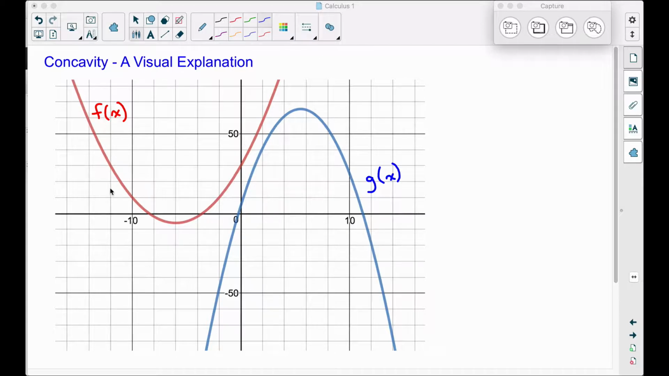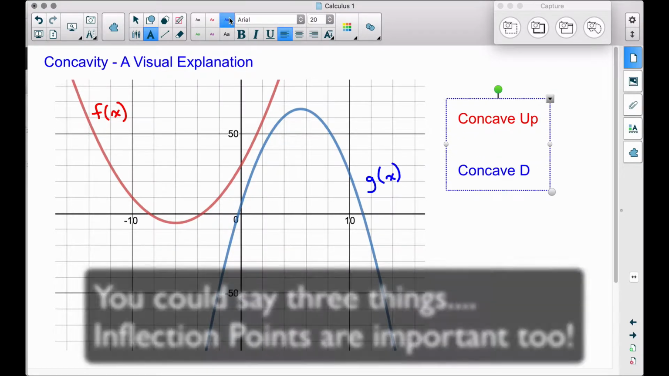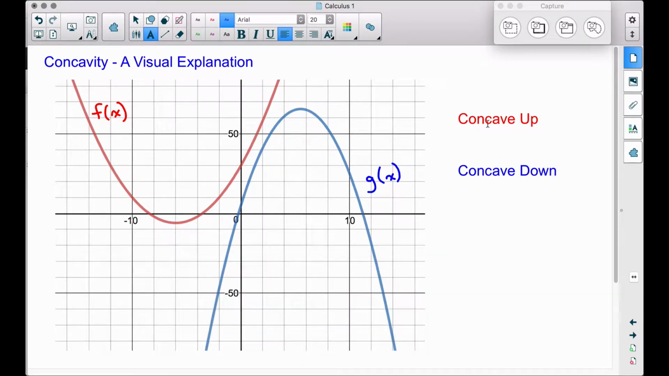This f of x curve here is a parabola that's opening up. Now, in previous videos, we've discussed where a function is decreasing. For example, from here to here, the function is decreasing, and then the function starts to increase, this red curve here. Now, when we talk about concavity, we talk about two things. We talk about when a function is concave upward and concave downward. And I've used these two colors here to match up with these functions.